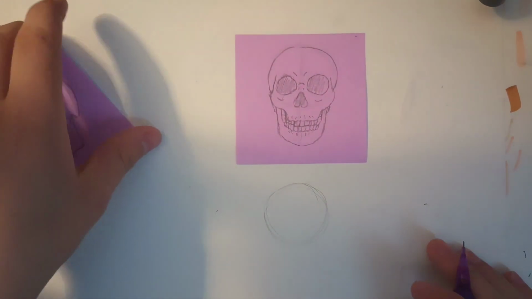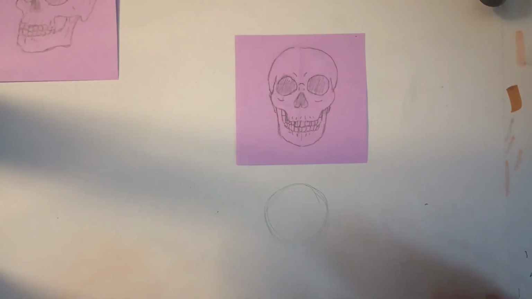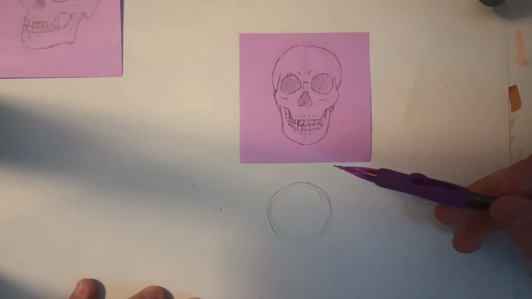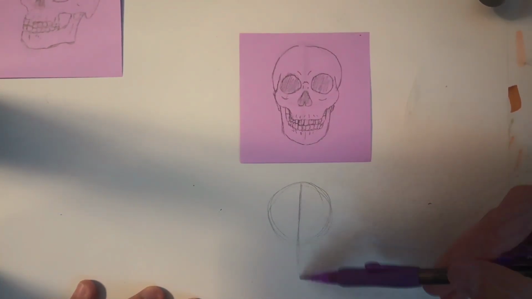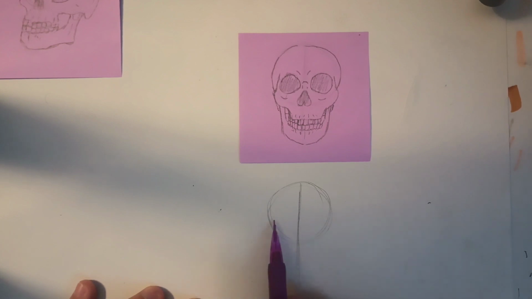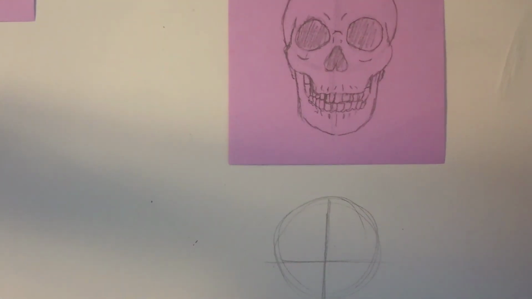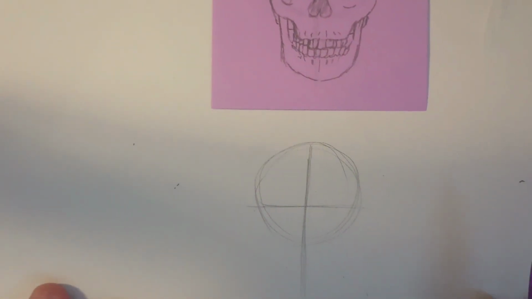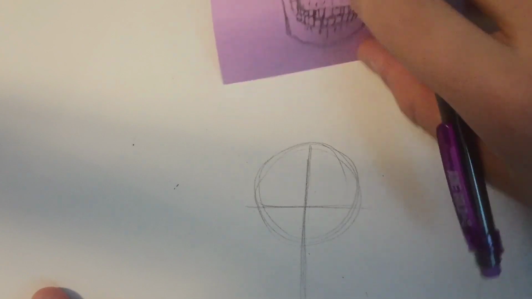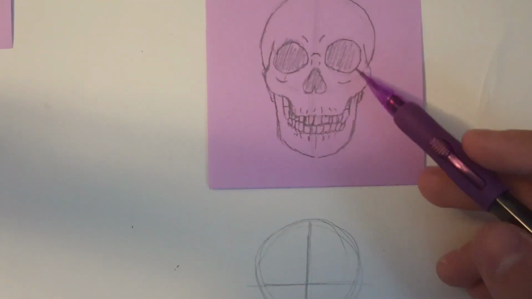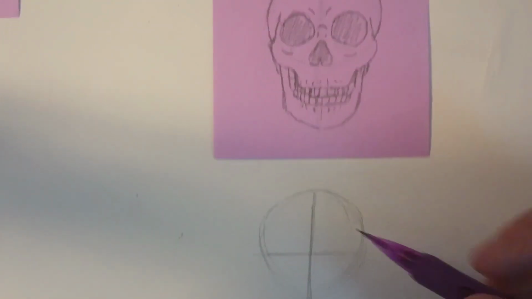So we have, most of you probably use a circle for the top of the head. I know I do. As you can see, then you divide it in two, and then have the eye cross section or whatnot. And this is for the eye sockets.